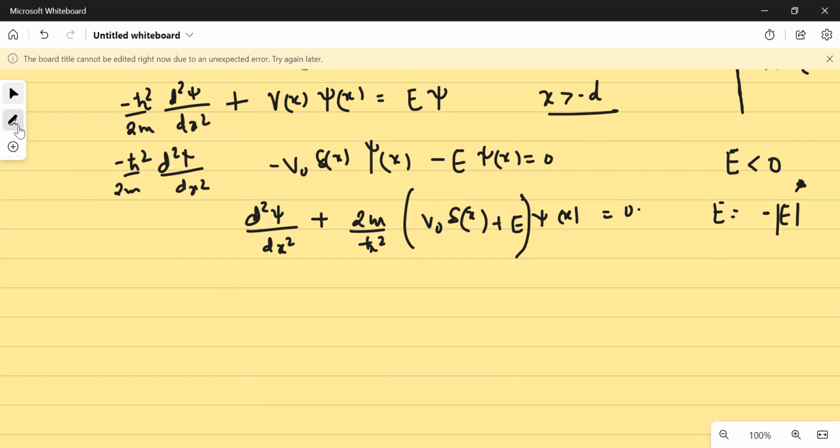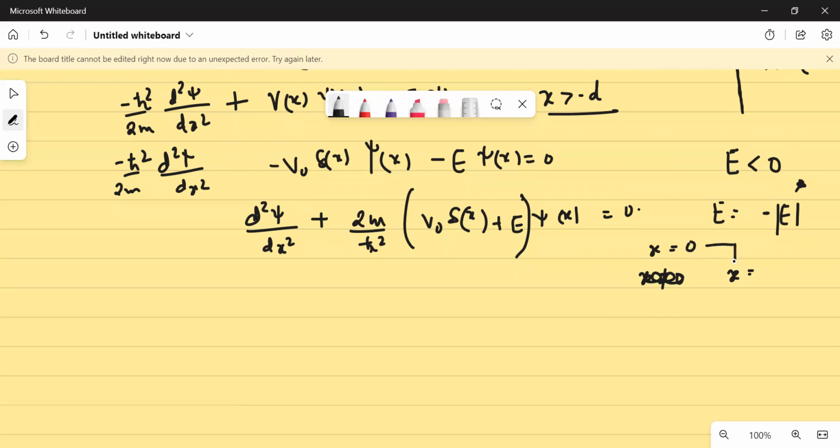We tried to write the solution for all x not equal to 0, because at x equal to 0 this will become infinite, so it is not possible to find a solution for x equal to 0. So we'll try to find the solution for all x not equal to 0, and then we may find the solutions in the vicinity of x equal to 0, or you can say in a range where x equal to 0 is not contained.